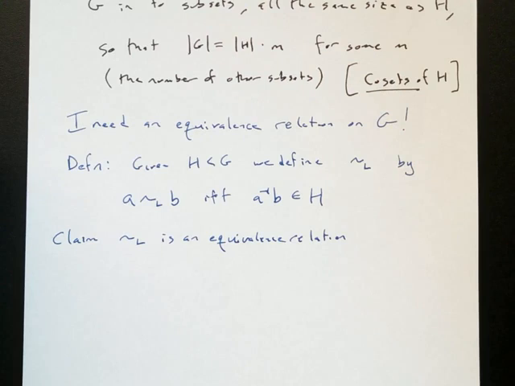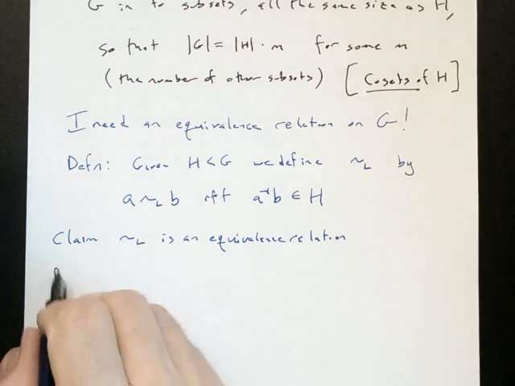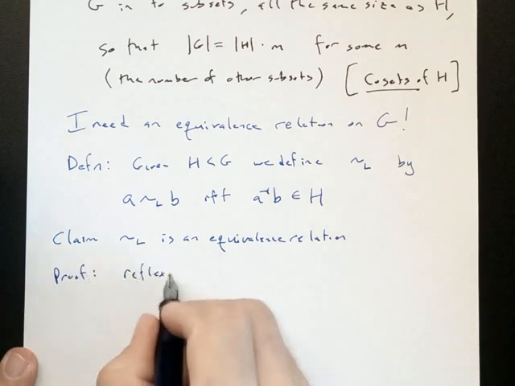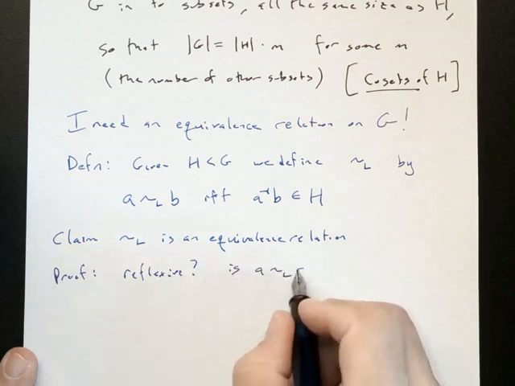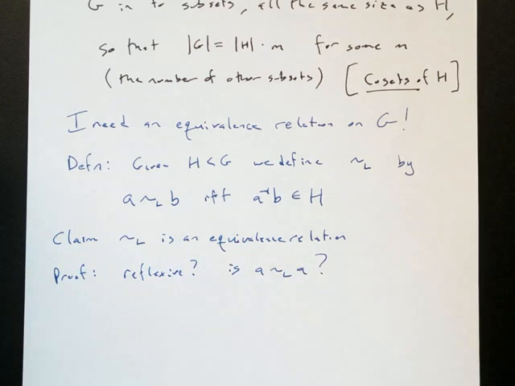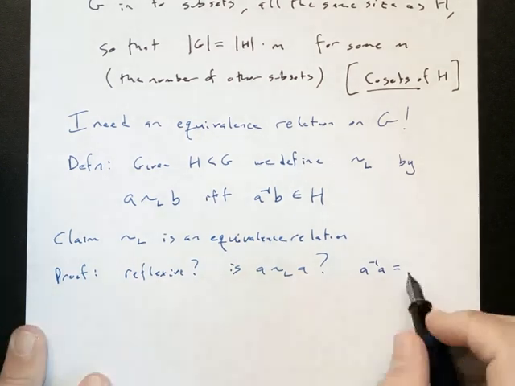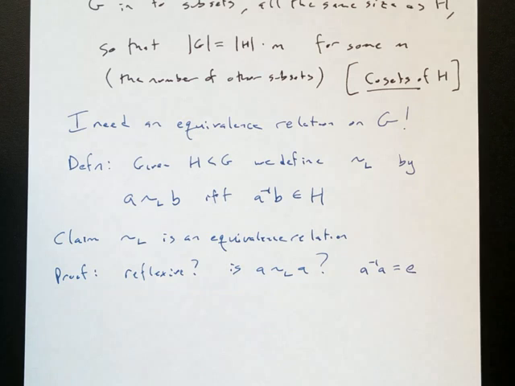To show it's reflexive, I need to show that each element's related to itself. A is left related to A if and only if A inverse times A is in H. But what's A inverse A? The identity. Is the identity part of H? Why, Noah? I don't really know how to describe it. I just have to look at it and see. Okay, but there is a theorem somewhere that guarantees me that this should be in there. I'm glad you have an instinct because the instinct is correct, but I'd like to know why.